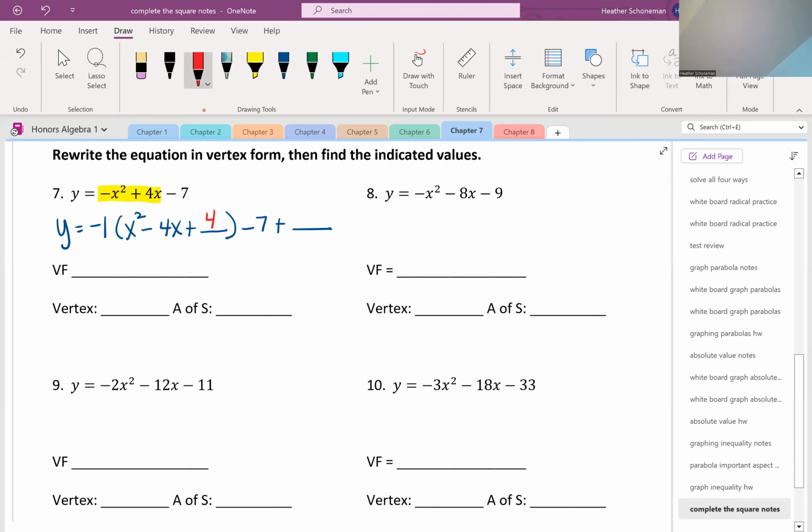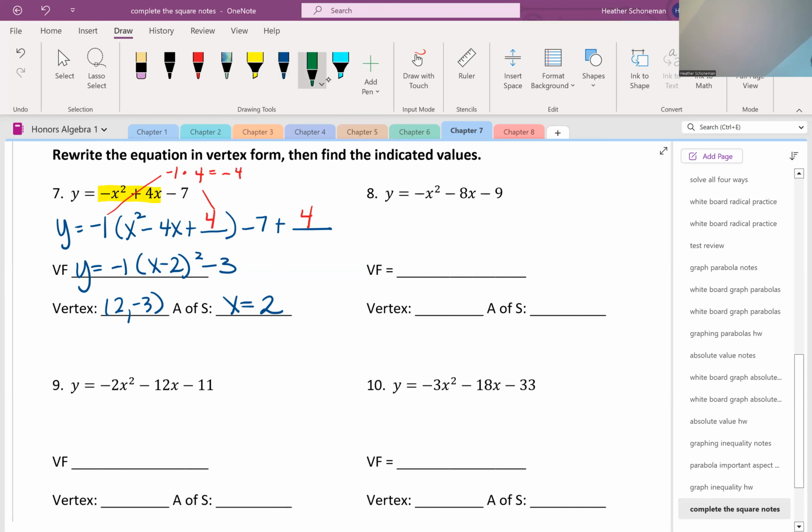2 squared is 4. It looks like I added a 4, but I really added negative 1 times 4, which is negative 4. So the left side is a negative 4. So to balance it out, I have to put a positive 4 over here. So in vertex form, I've got y equals negative 1 times x minus 2 squared minus 3. So my vertex is going to be 2, negative 3. My axis of symmetry is x equals 2.